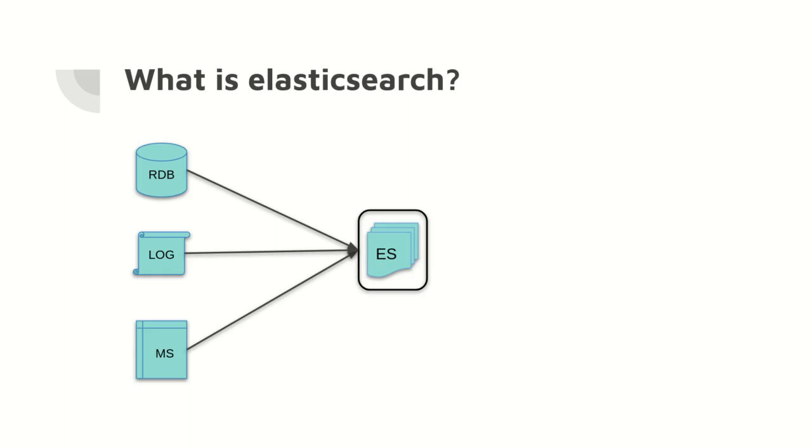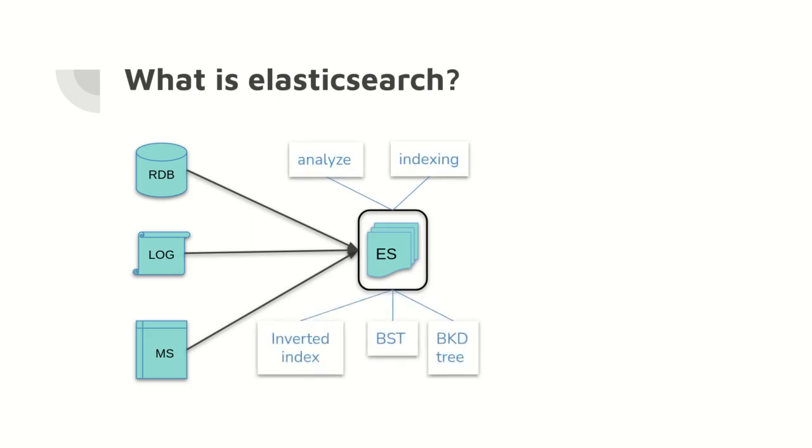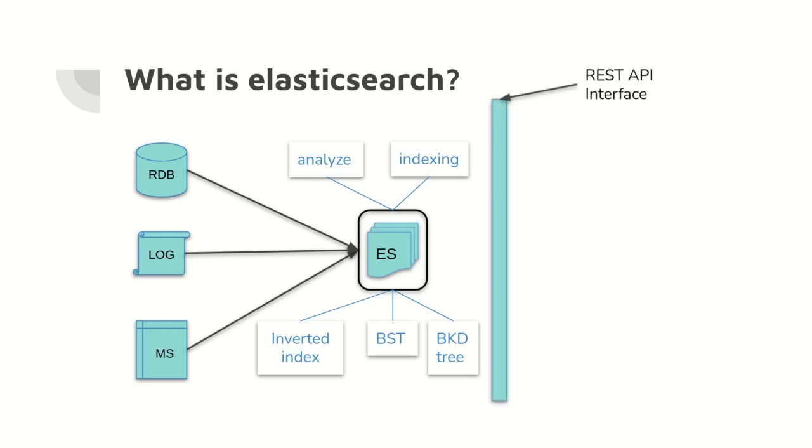So what does Elasticsearch do? It takes that data from different sources, and analyzes and indexes it by using the most appropriate data structure based on the data type. It uses inverted index, binary search tree, BKD trees, etc. And after doing this, Elasticsearch provides a very simple RESTful API interface by which the user can interact with Elasticsearch. So this is the outer view of Elasticsearch.